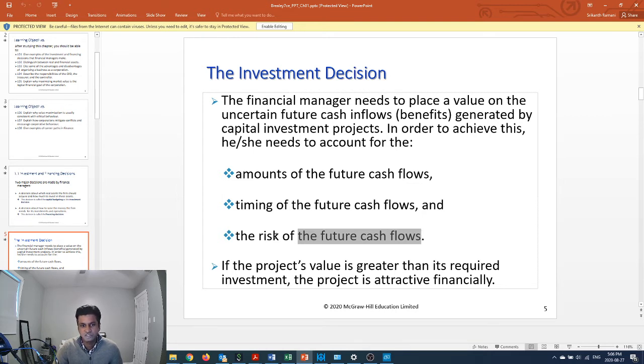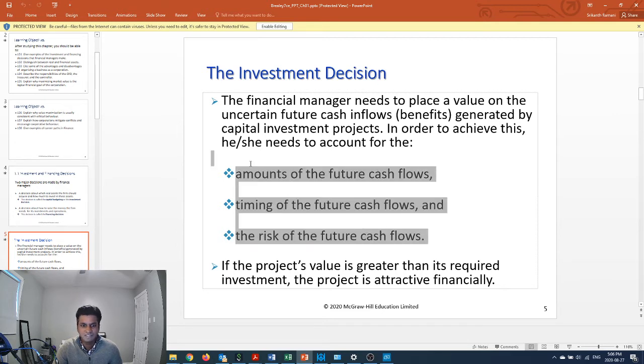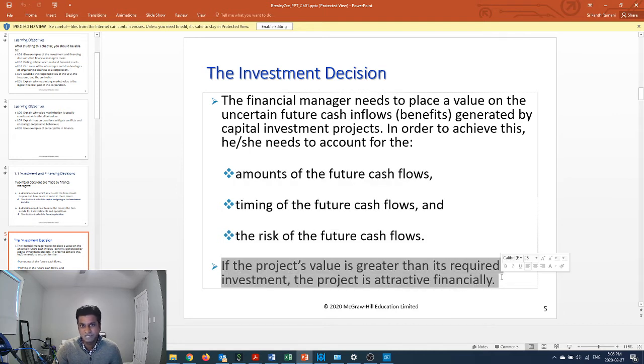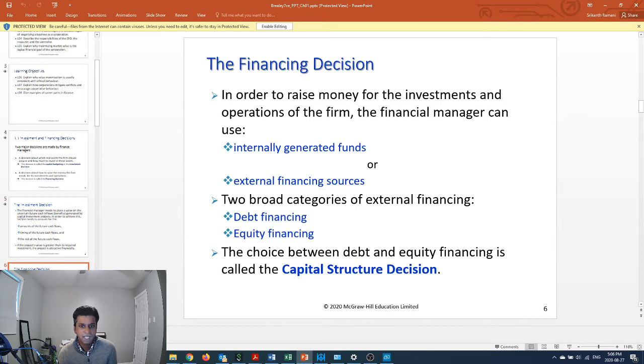And there are different ways of measuring each of these things, but the financial manager has to keep these three key factors in mind. And if the overall project's value is greater than the initial investment, then it's an attractive investment. Whenever you get more than what you put in, typically it's a good project.